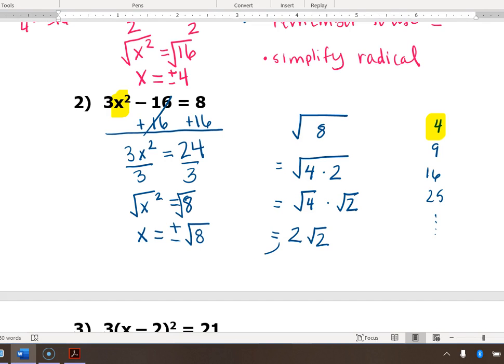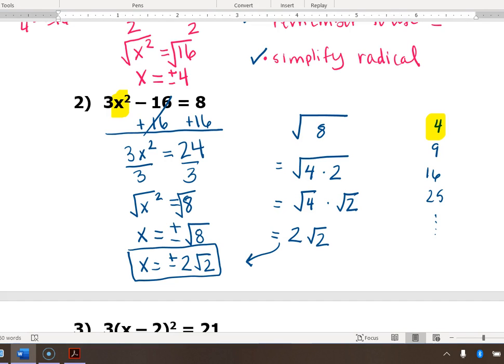Now if I go through and put this back into the solution for my problem, x would be equal to a plus or minus 2 times the square root of 2. And after I've done that, I've simplified my radical, and I'm good.